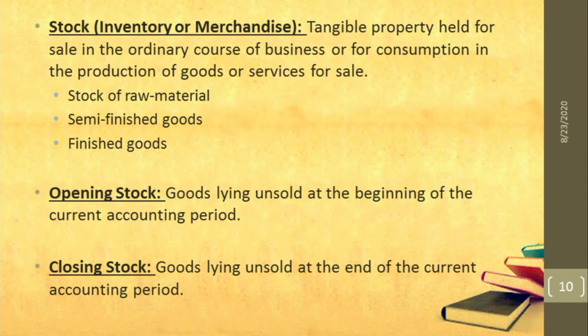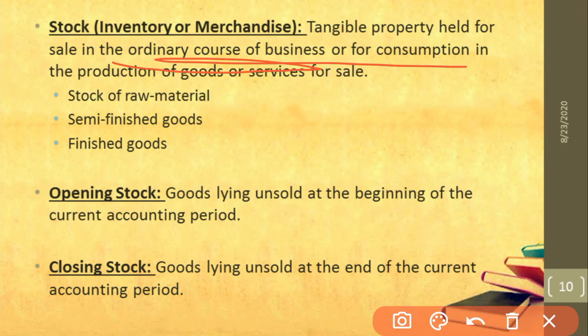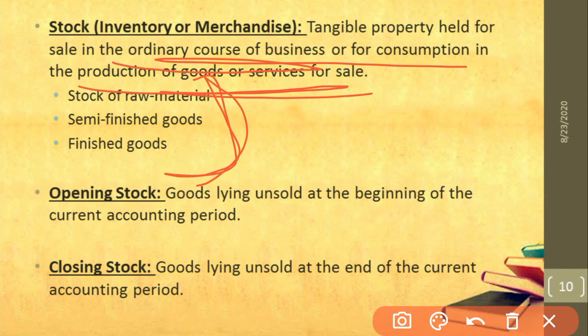Now, stock. Stock is also known as inventory or the merchandise. This is the tangible property held for sale in the ordinary course of business or for consumption in the production of goods or the services for sale. Supposedly I have procured some raw material, and raw material is lying with me. Stock is of three kinds: raw material, semi-finished goods and the finished goods.